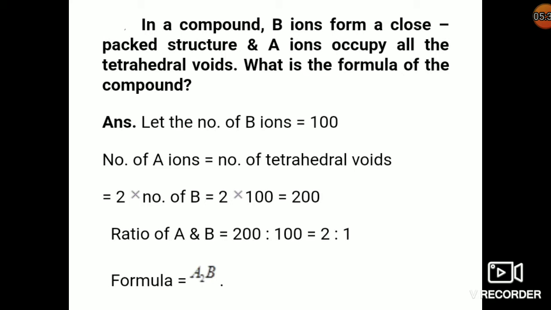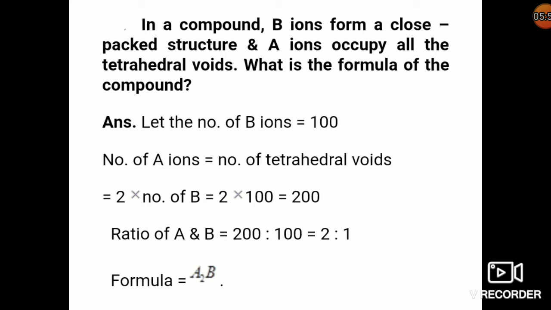So we'll consider any number for B. Let it be 100. Therefore, the number of A ions will be the number of tetrahedral voids, because they say that all the tetrahedral voids are filled with A. So the number of A ions will be the number of tetrahedral voids present.